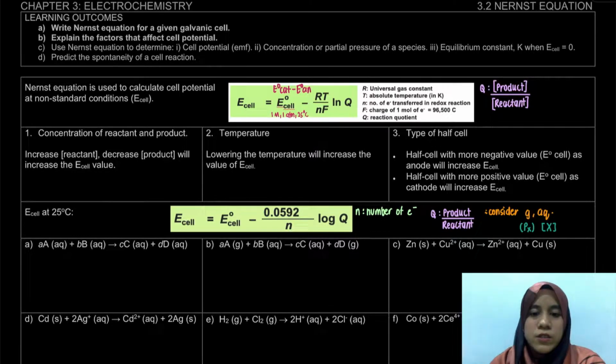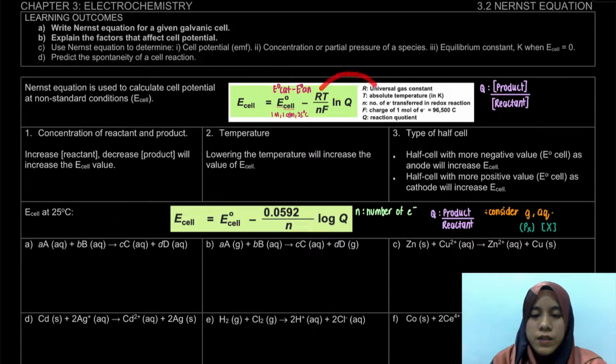Okay, but not all the reactions will follow the standard condition. Maybe the concentration is not 1 molar. So how do we calculate the Ecell? We can't use this formula. Okay, to calculate the cell potential, which is not at standard condition, we will use the Nernst equation. So the Nernst equation is Ecell equal to E°cell minus RT divided by nF ln Q.